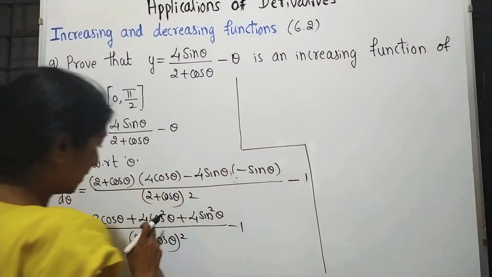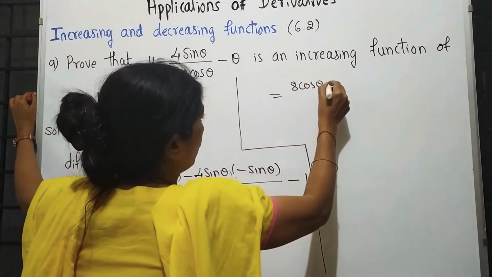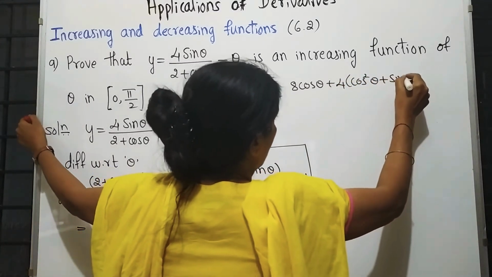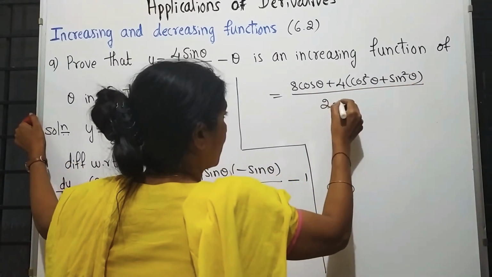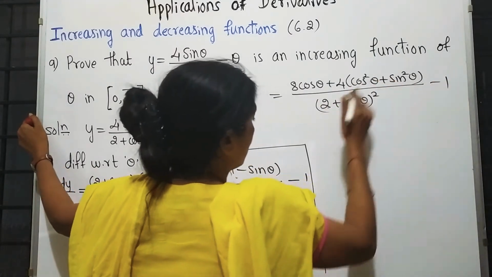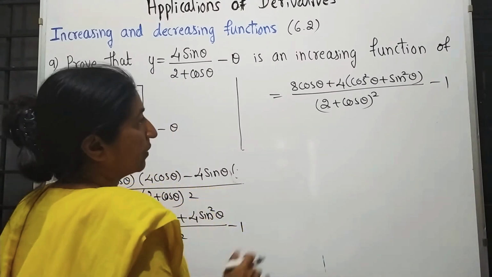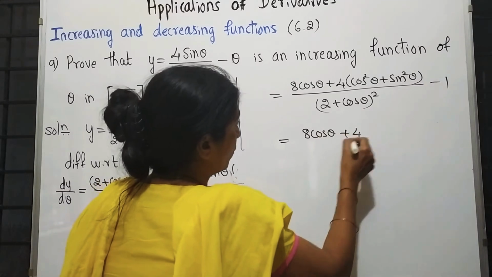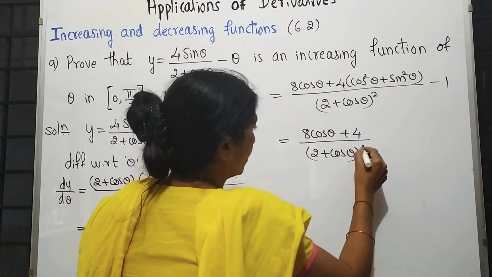Simplify this. Here we can take 4 common: 8 cos theta plus 4 common, cos square theta plus sin square theta, whole divided by 2 plus cos theta whole square, minus 1. What is cos square theta plus sin square theta? That is 1. So that means what you are getting is 8 cos theta plus 4 divided by 2 plus cos theta whole square, minus 1.